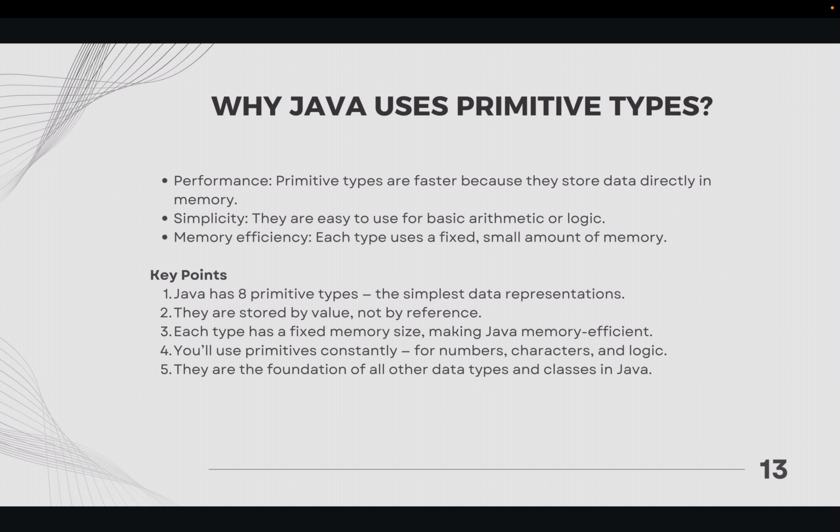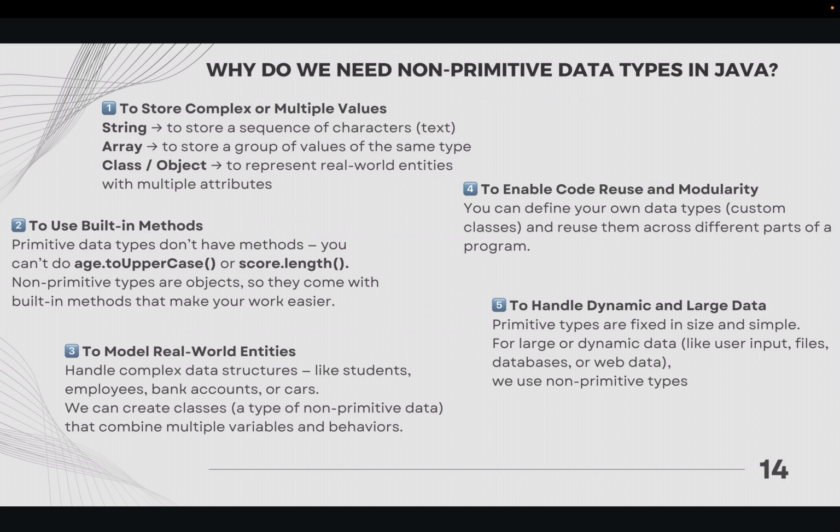So here are the key takeaways. Java has 8 primitive types, the simplest data representations. They are stored by value, not by reference. Each type has a fixed memory size, making Java memory efficient. You will use primitives constantly for numbers, characters, and logic. They are the foundation of all other data types and classes in Java.